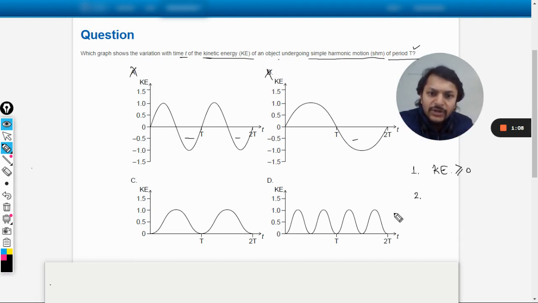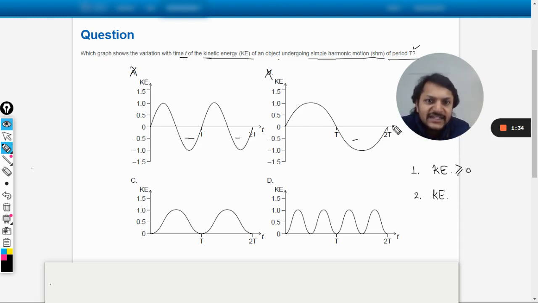Number two is that whenever you create a graph of kinetic energy, the frequency of that graph is double the frequency of the displacement graph or the velocity graph. So the frequency here is double. It means that the time period here for the kinetic energy graph will be half. Or you can say that because the frequency is double, there will be two waves in the same time period.